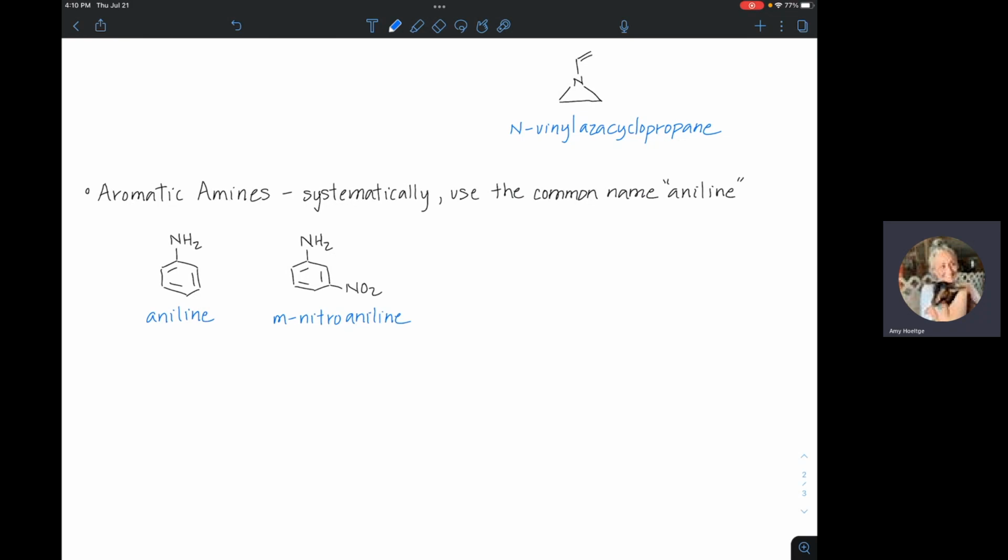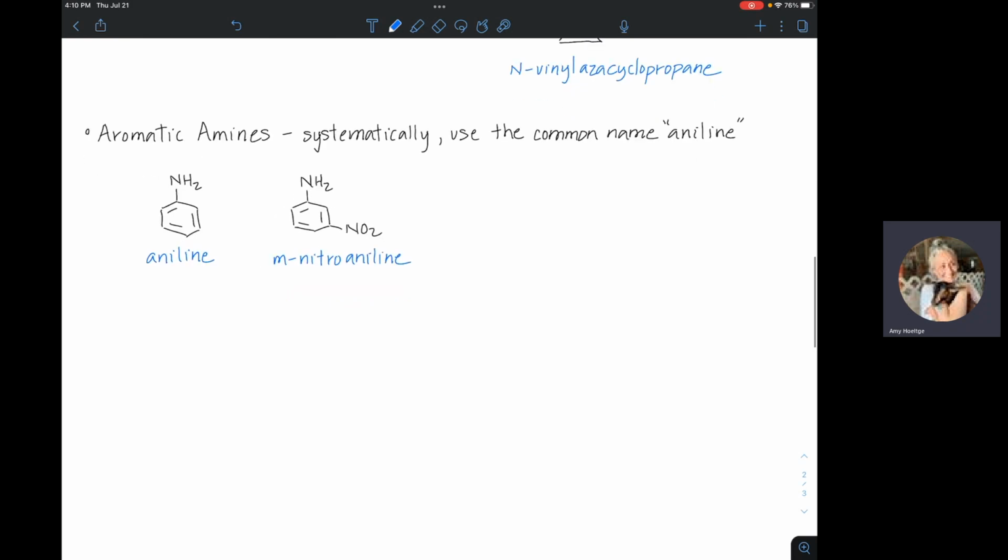And of course, if I had something other than a hydrogen up there on the amino group, I would have to say I have N dash whatever that other thing is, and then 3-nitroaniline. So just so you can specifically tell somebody where something's hanging out on that molecule.